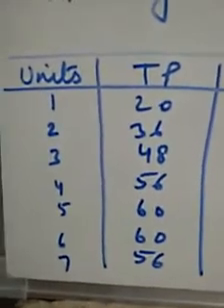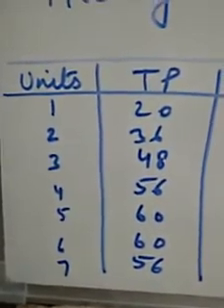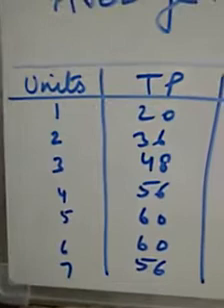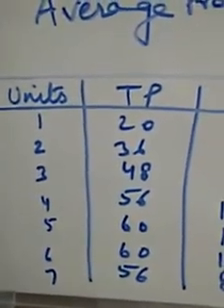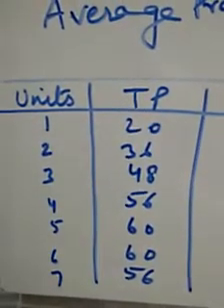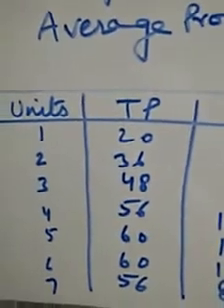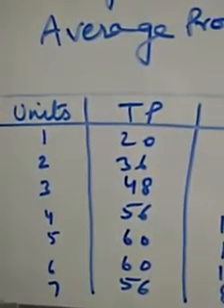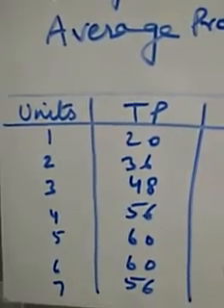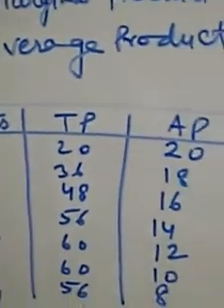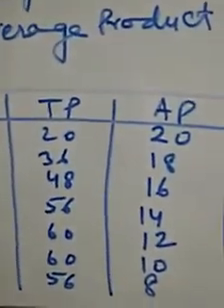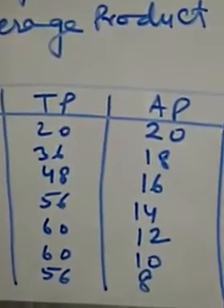It is very simple. For finding AP, you have to divide TP by units. So 20 divided by 1 is 20, 36 divided by 2 is 18, 48 divided by 3 is 16, 56 divided by 4 is 14, 60 divided by 5 is 12, 60 divided by 6 is 10, and 56 divided by 7 gives us 8.